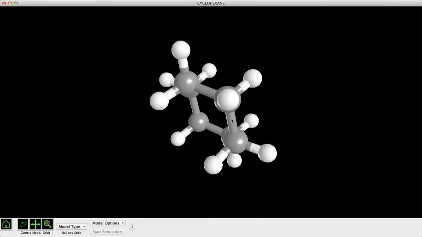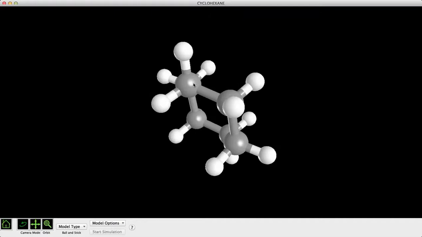Notice how one puckers up, one puckers down. That is the Newman projection. Also notice the arrangement of all the hydrogens are gauche. Also notice the CH2s are anti one to another. Beyond a shadow of a doubt, that is the lowest energy conformation that we can obtain.